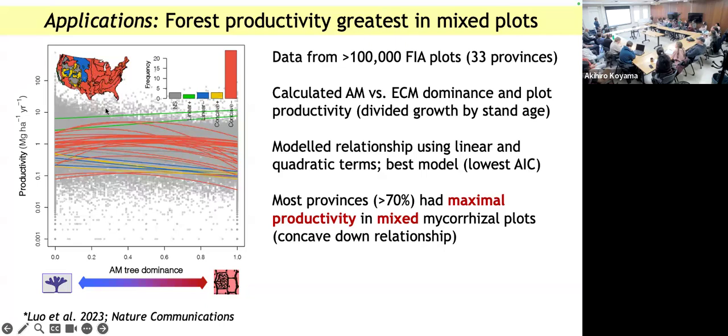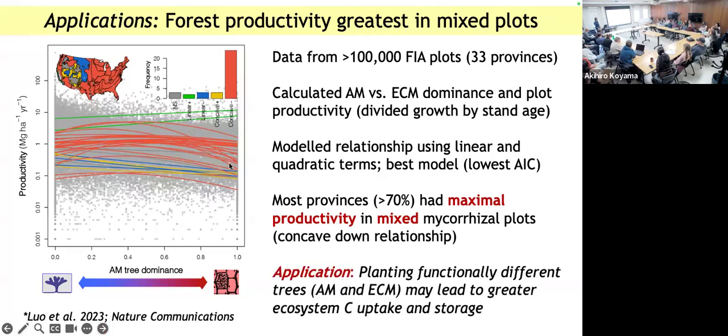And within each ecoregion, we looked at the function of, as you increase the AM tree dominance, so these are ECM dominated plots, these are AM dominated plots, what was the shape of the productivity? Was it not significant, with no relationship? Is it linear positive, meaning growth goes up as you get more AM plots? Is it linear negative? Is it concave positive or concave negative? And as you can see here, over 2/3 of our plots showed this concave negative, that's these red ones, that negative relationship.